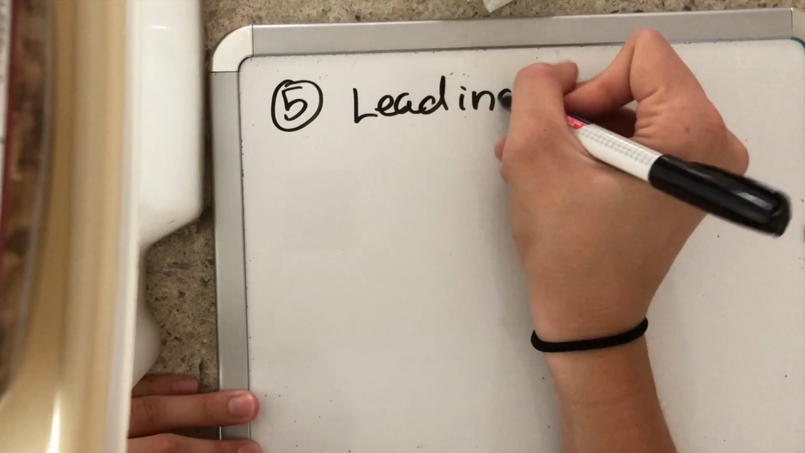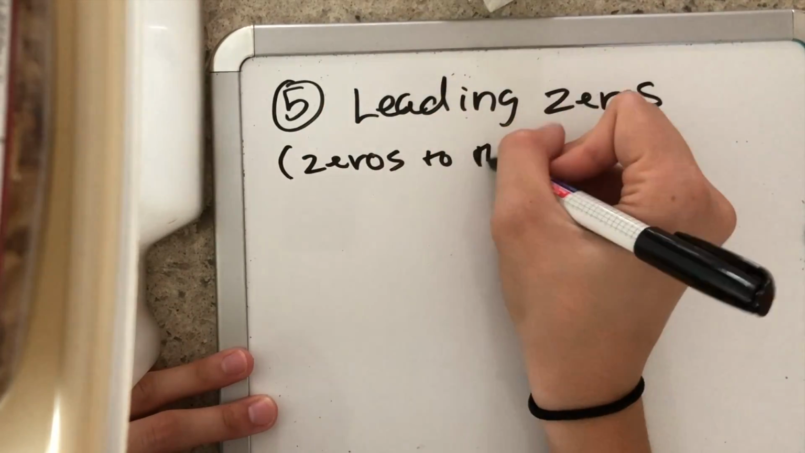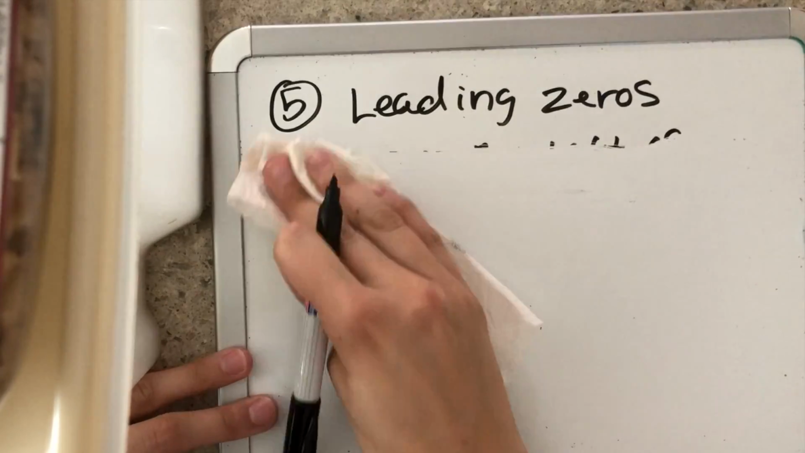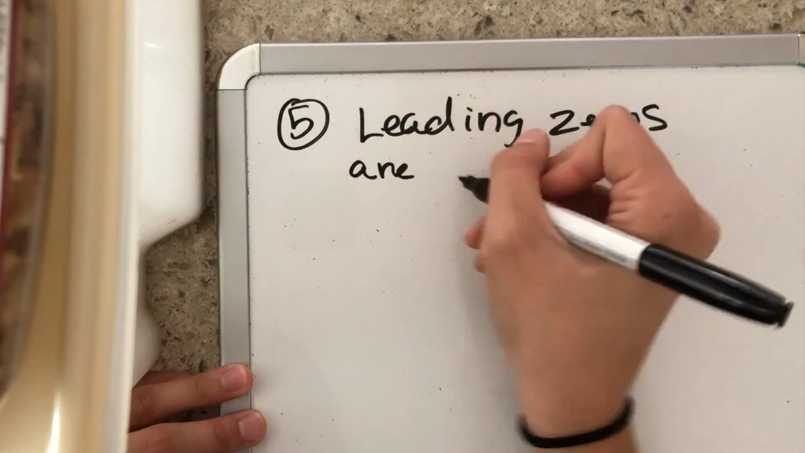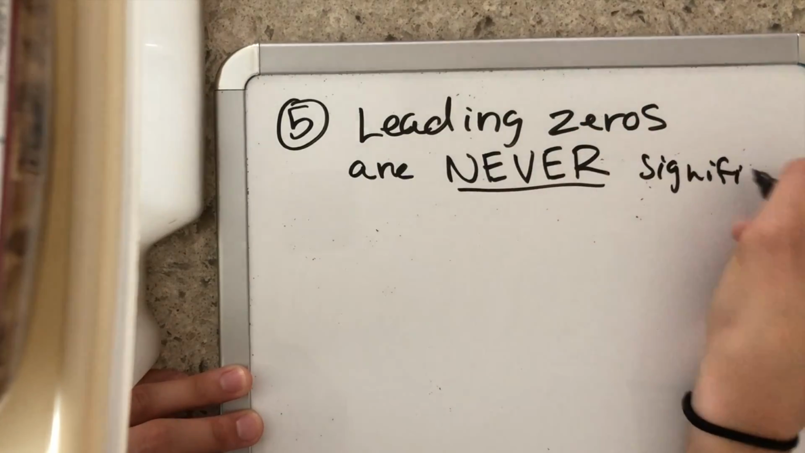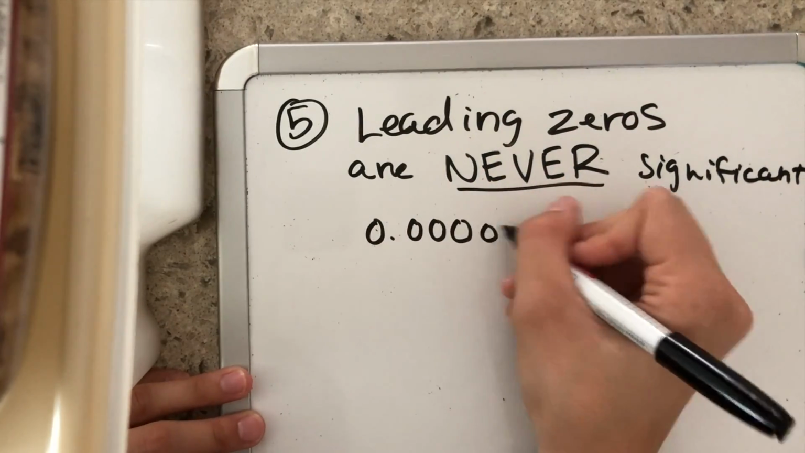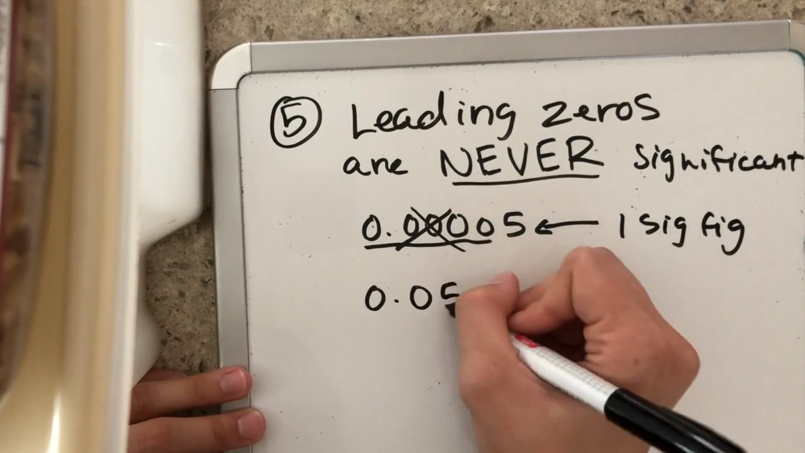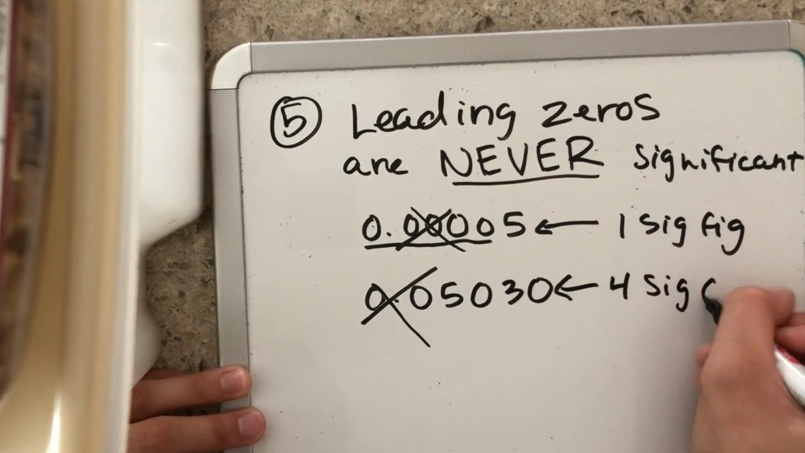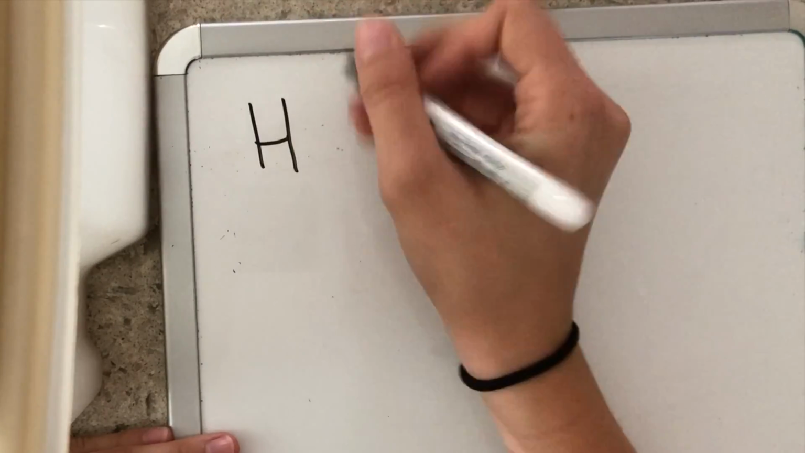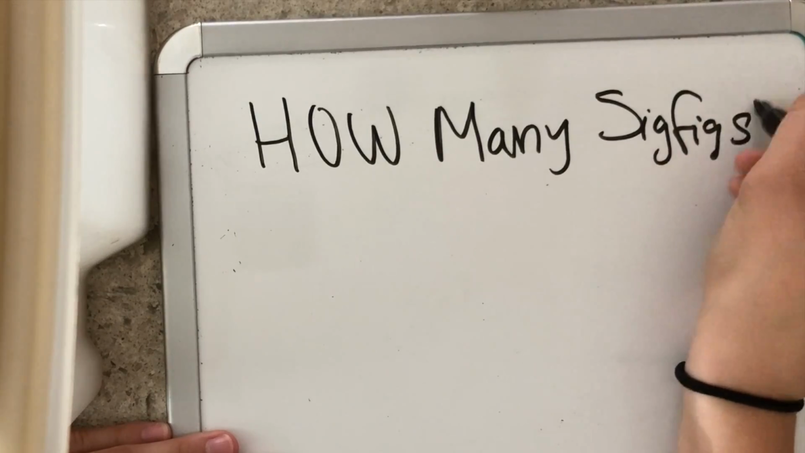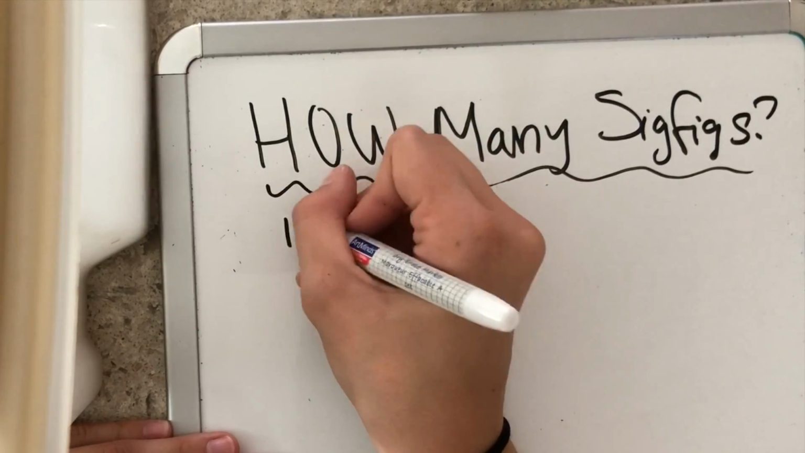The last rule is leading zeros, or zeros to the left of the first non-zero number, are never significant. Alright, now you try. How many sig figs are in each measurement? Pause the video if needed.